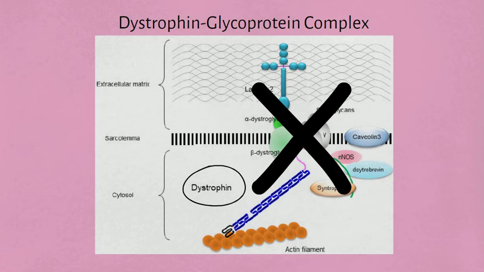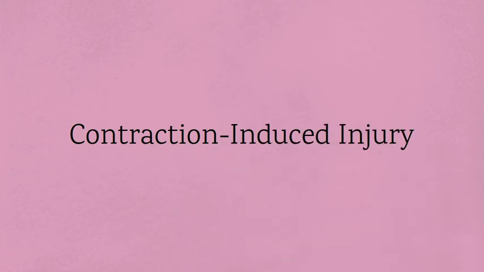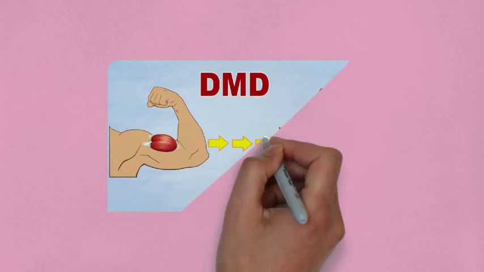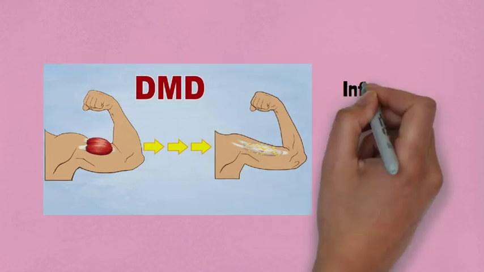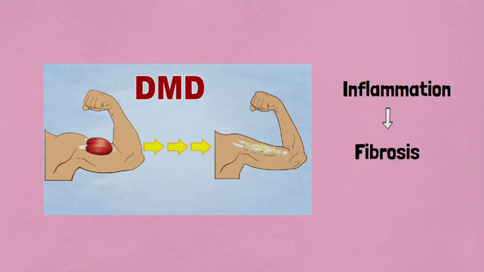Loss of this complex leads to a decrease in membrane integrity and increased leakage of certain molecules from the muscle cell, causing contraction-induced injury to the cell over time. This progressive damage sets off a series of inflammatory pathways in order to compensate for the repeated muscle injury, and this inflammation gradually leads to fibrosis as the patient's muscle function steadily declines.